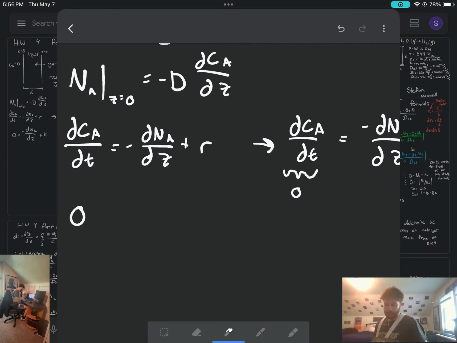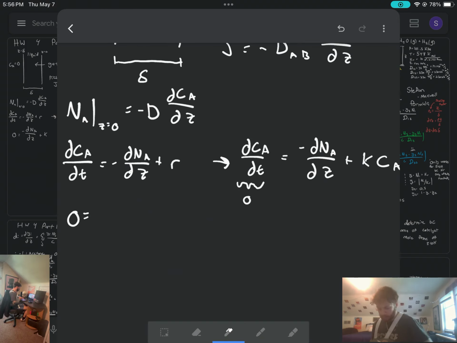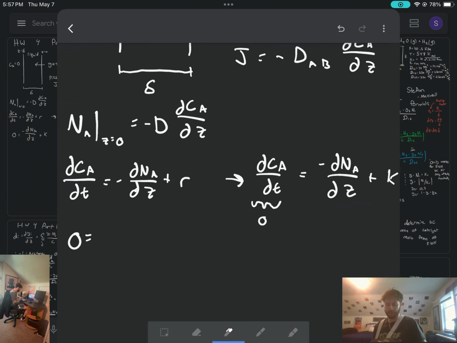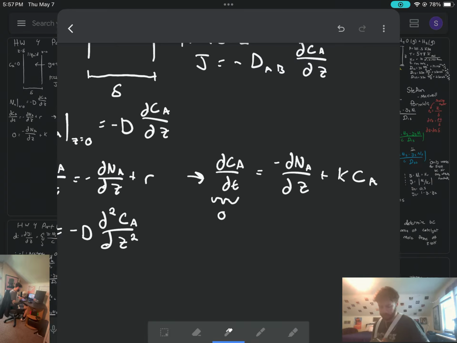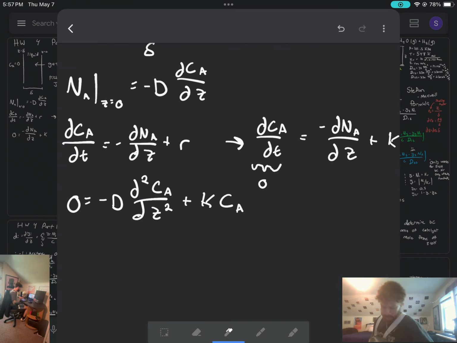So with that, we could say 0 equals our negative change in flux with respect to position. We'll also plug in our equation for the molar flux, which we said was the negative diffusion coefficient, which we can bring out because it's a constant. We'll take the second derivative of our concentration because we're taking the first derivative of our flux. So the second derivative of our concentration with respect to position, and then we'll add to that our constant K times our concentration.